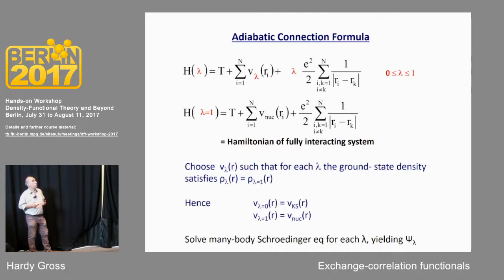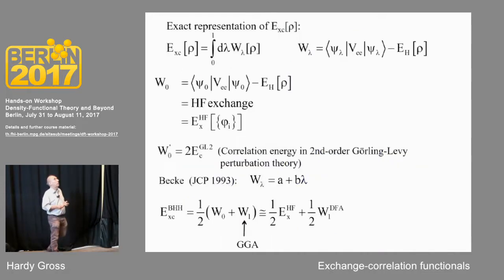So imagine you could solve for each lambda the fully interacting system, giving you a lambda-dependent many-body wave function. In terms of this lambda-dependent many-body wave function, which defines this quantity W lambda, you can represent the true exchange correlation energy as such a coupling constant integral. So that's an exact way of writing the exact functional.